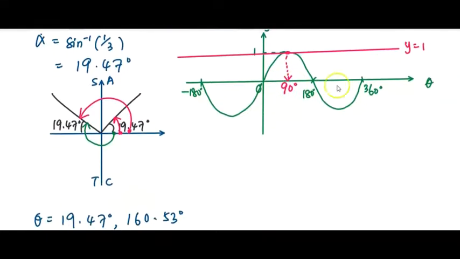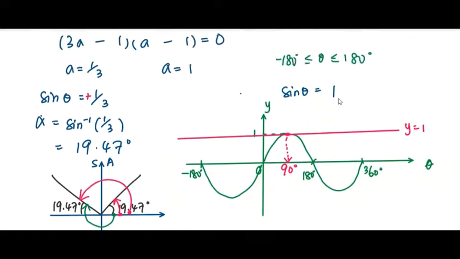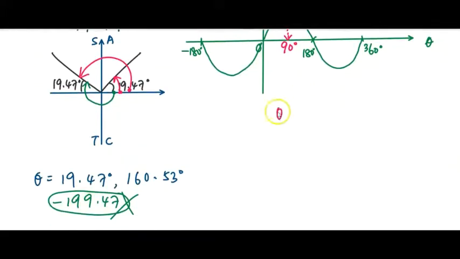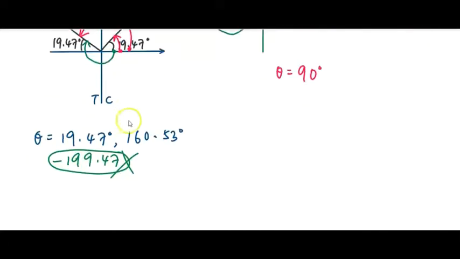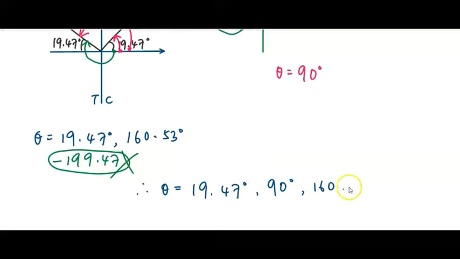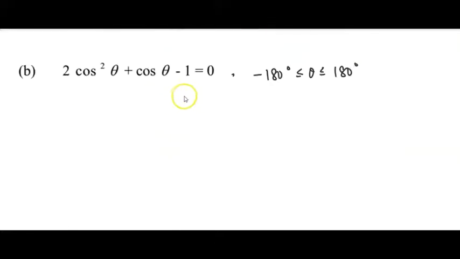Okay, so there is only one solution for sine theta equals 1, based on the range of theta, that is theta equals 90 degrees. So for the first set of equations we got two answers, and the second set we have only one answer. Then we combine them together: we got 19.47 degrees, followed by 90 degrees, and the last one is 160.53 degrees.